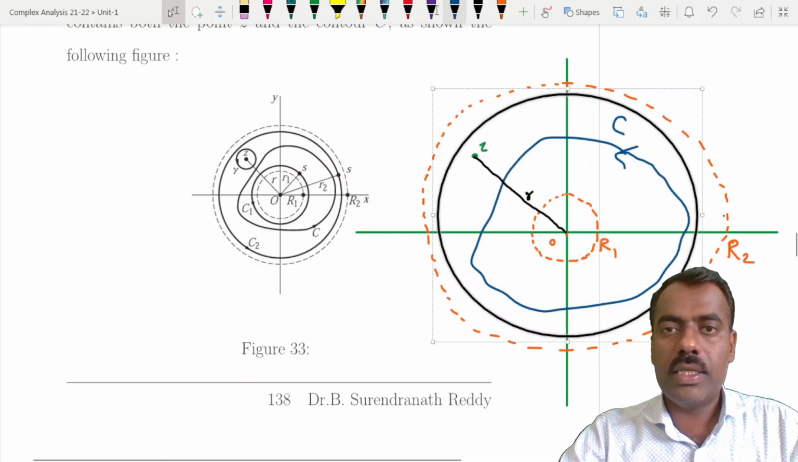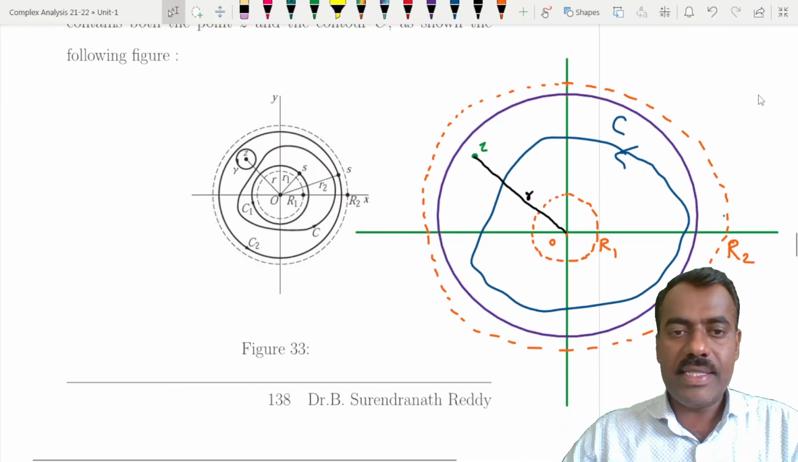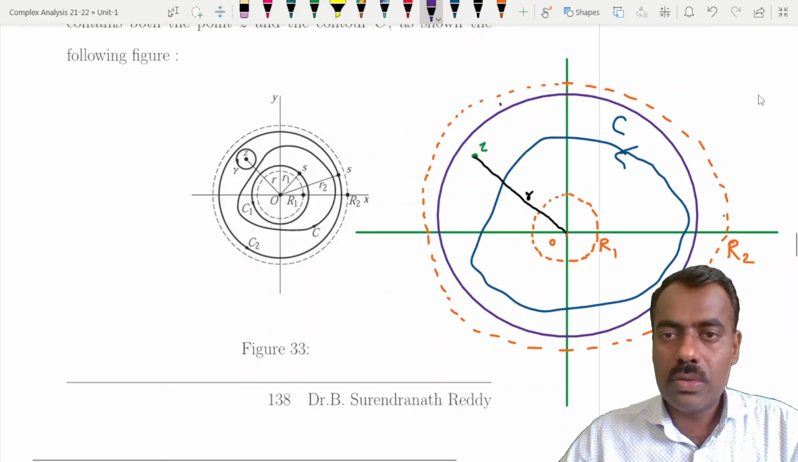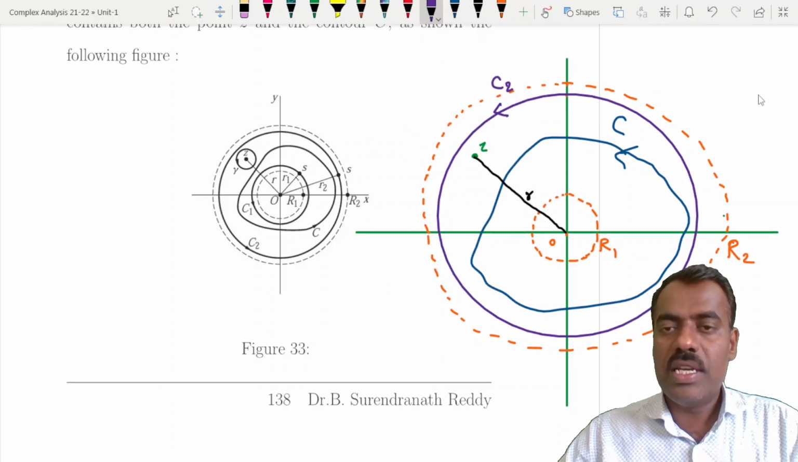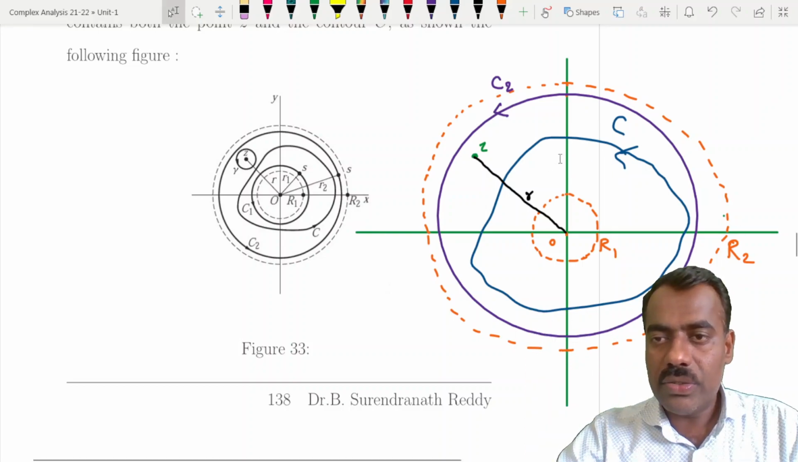Yeah, it is not intersecting anywhere. We can call that C2 according to his notation. So this is our C2. Then we will have another one which is inside this C, but again only in the given domain. That means between R1 and R2 only.